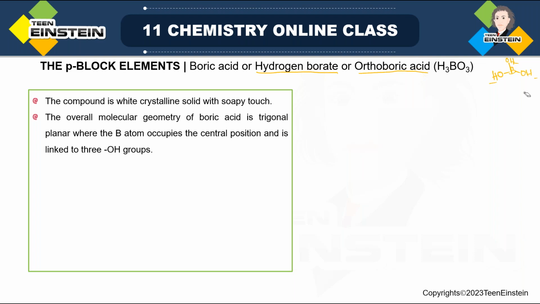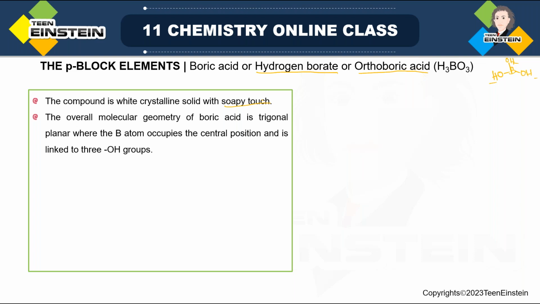So here if you simply leave the 3 hydrogen atoms, it will be BO3 3-, which is basically the borate ion. But as we have hydrogen, that is why the name is hydrogen borate. This compound is a white crystalline solid, and if you touch it, there is a soapy type of feeling.